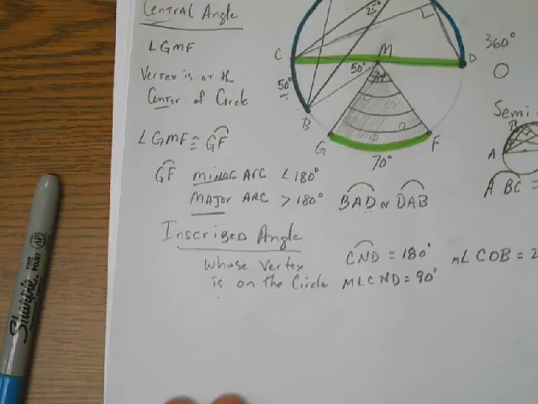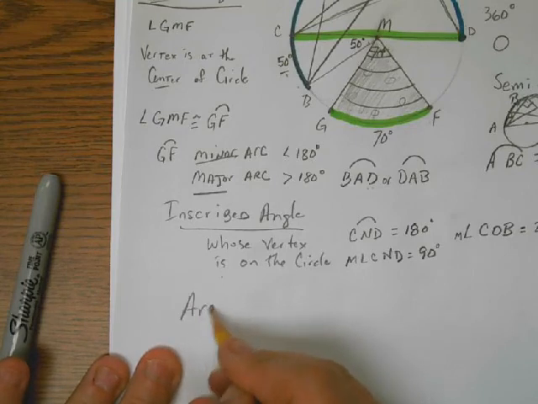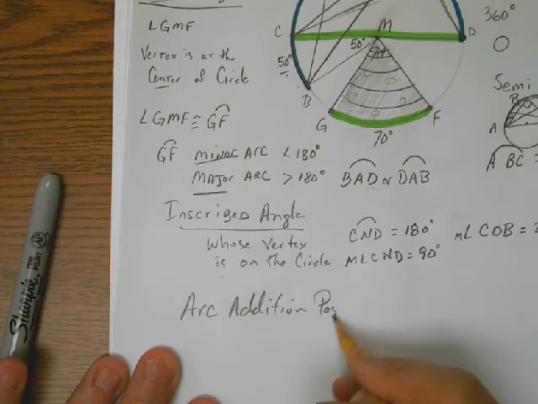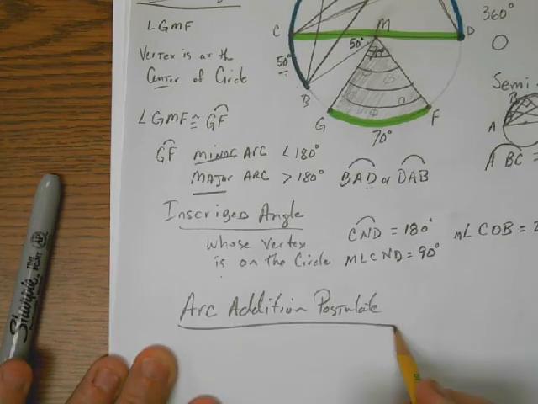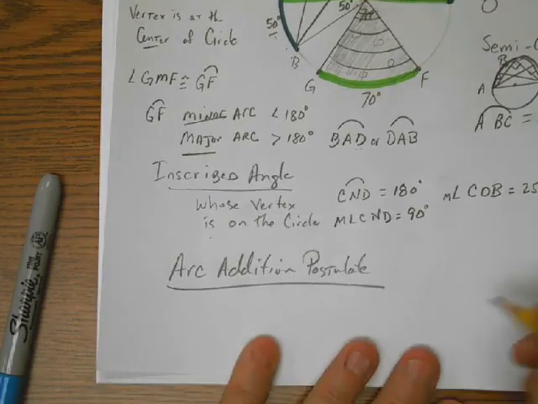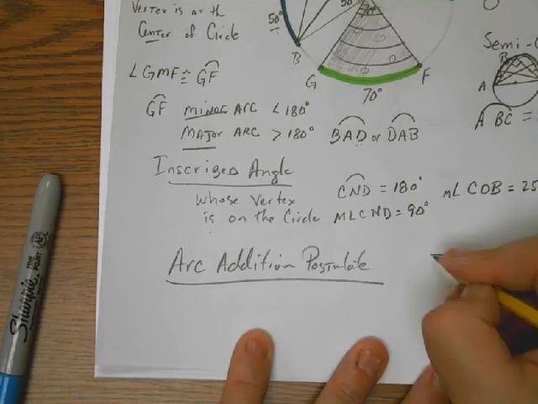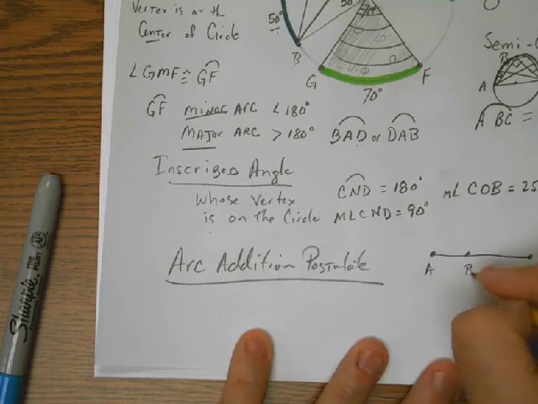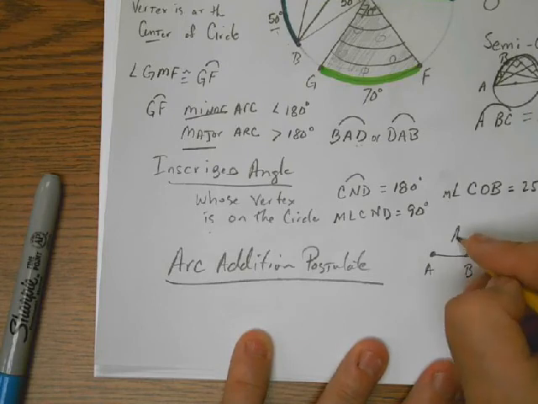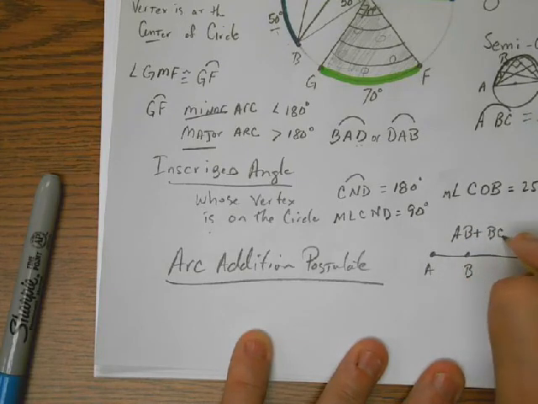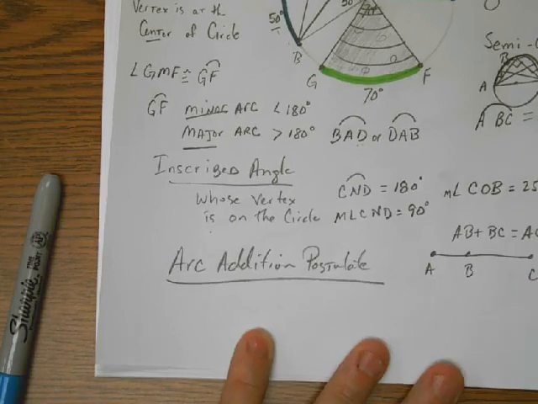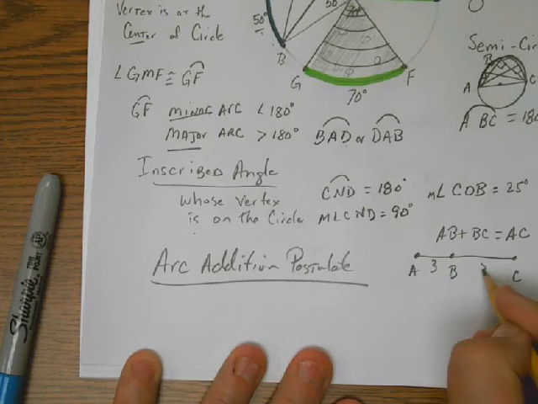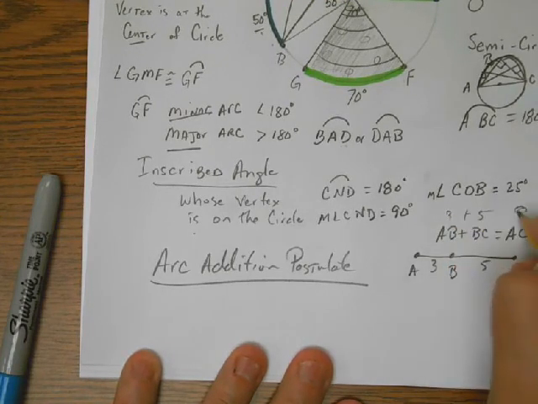All right, well, I think we got one more thing to talk about, and that's what we call an arc addition postulate. Remember, we don't prove postulates to be true. We just accept them to be true. Very similar to one of the first concepts we ever talked about in geometry, which was the segment addition postulate, which says this, that AB plus BC is equal to AC. If I take this segment plus this segment, 3 plus 5, I know that the whole length is 8.